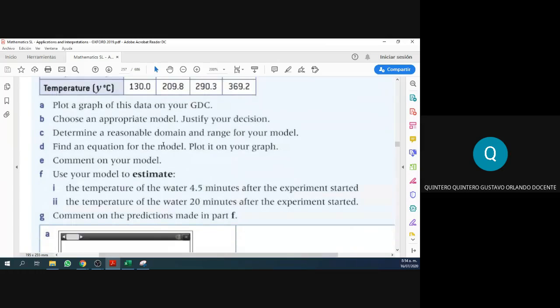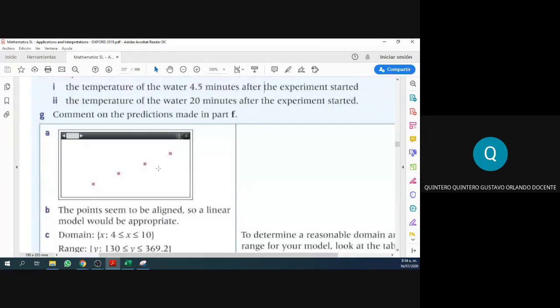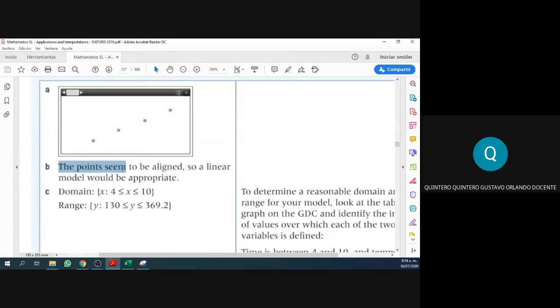Let's go with the second one. Choose an appropriate model and then justify your decision. So what would be the appropriate model from here? Okay, so the points seem to be aligned, so we can say that the model is a linear model. This is the process that you do.